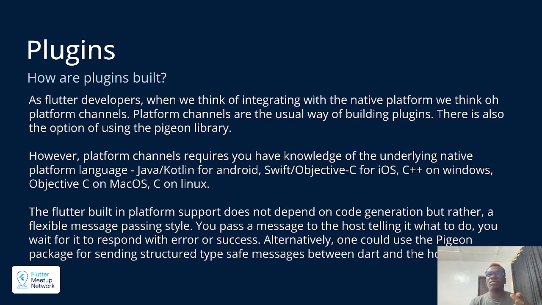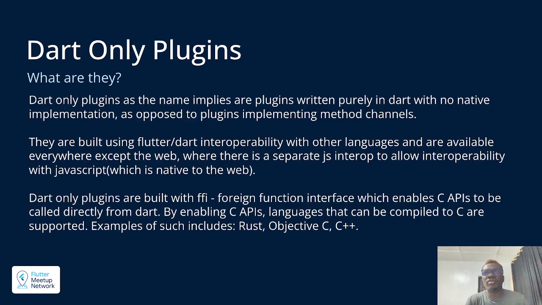Earlier I mentioned that the platform native languages for iOS devices, like Swift and Objective-C, can be compiled to C, right? C++ on Windows compiles down to C. Objective-C on macOS can be compiled down to C. C on Linux, C is C, right? Which is why I said FFI is available everywhere but the web. The web is JS native, so that's JS interop. Okay, let's proceed.